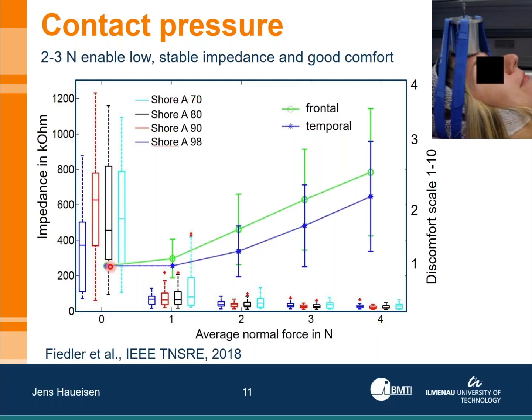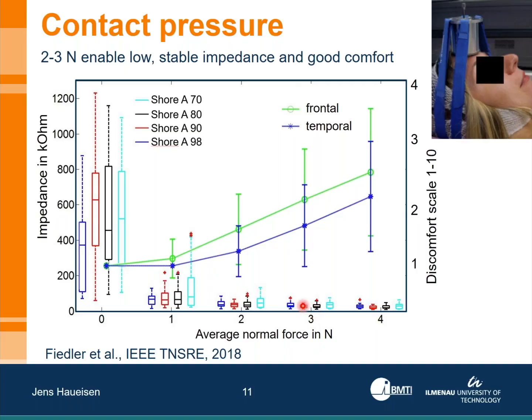And what you can see here is that we have a decrease in these box plots for our impedances from 0 to 1, of course, but also from 1 to 2. But then from 2 to 3 to 4, it does not change much. So from this, we concluded that about 2 to 3 Newton are sufficient, but they have to be applied.